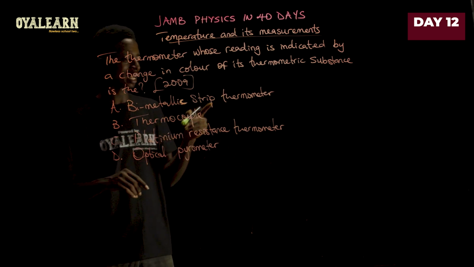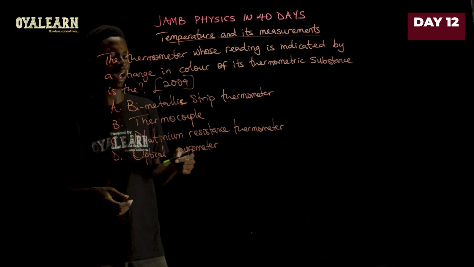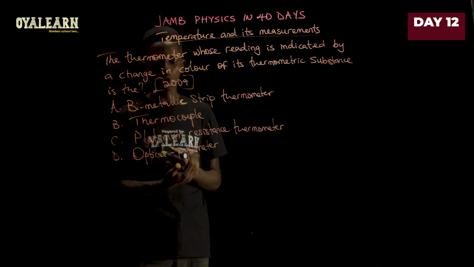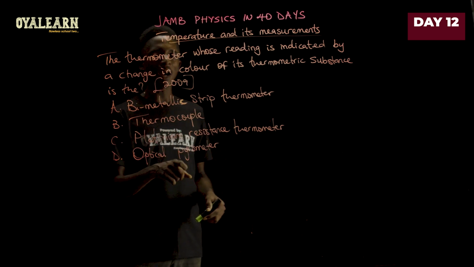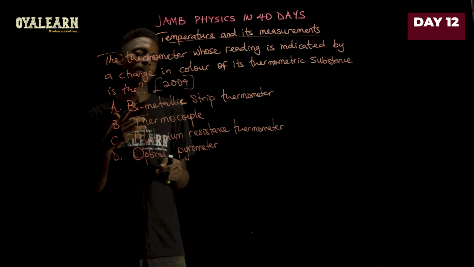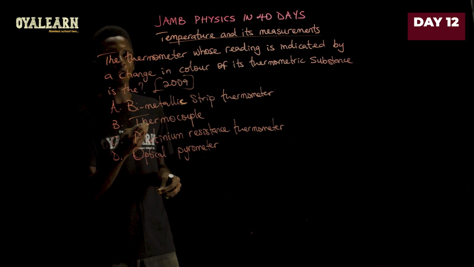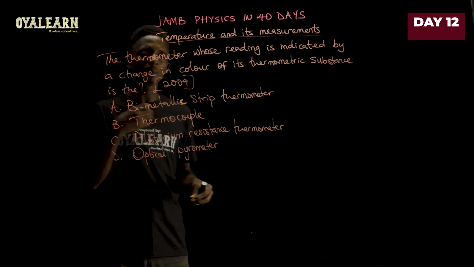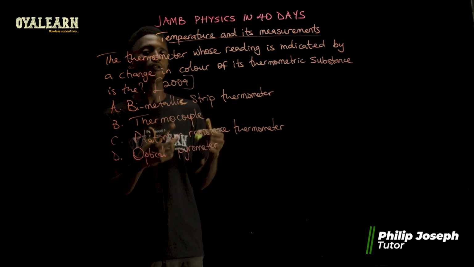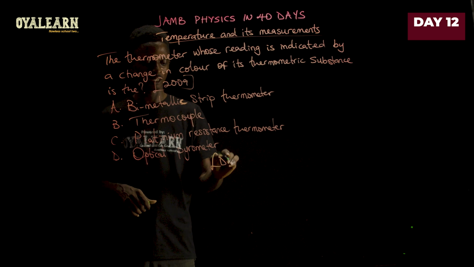Now, for the platinum resistance thermometer, this focuses on the change in resistance of the platinum wire in relationship with temperature. So this one does not involve color either. And then finally, we have the optical pyrometer, which is able to tell temperature even without coming into contact with the object you are measuring. It tells the temperature based on the color of the thermal radiation that is coming from the object you are trying to measure. So you see there that it makes use of color change to indicate the temperature. So the correct one is option D.